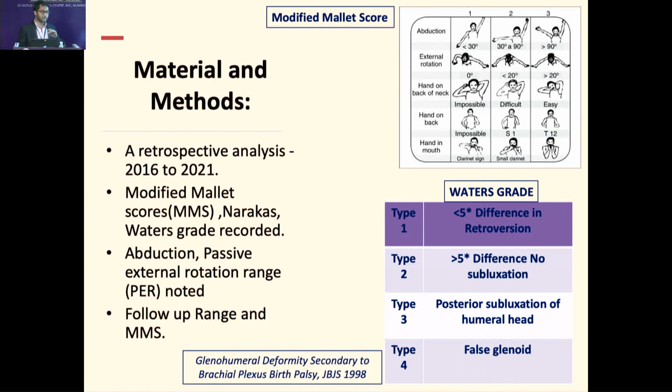It's a retrospective study carried out over a period of 5 years. Pre-operatively, we used the modified Mallet score to score shoulder function, which is a comprehensive score for shoulder use in day-to-day activities. We recorded the Narakas grade and the Waters grade, which is the radiological aspect. We used pre-operative and post-operative abduction range, external rotation range, and modified Mallet score to grade the outcome.